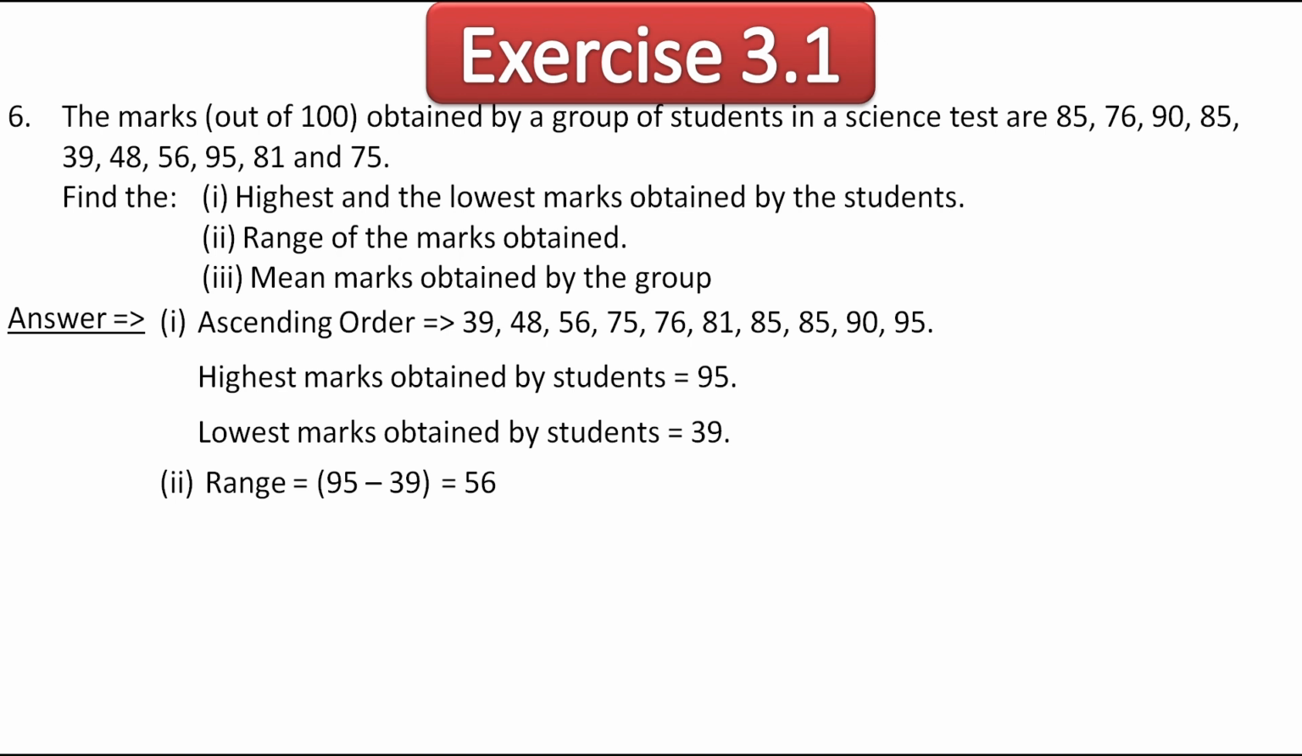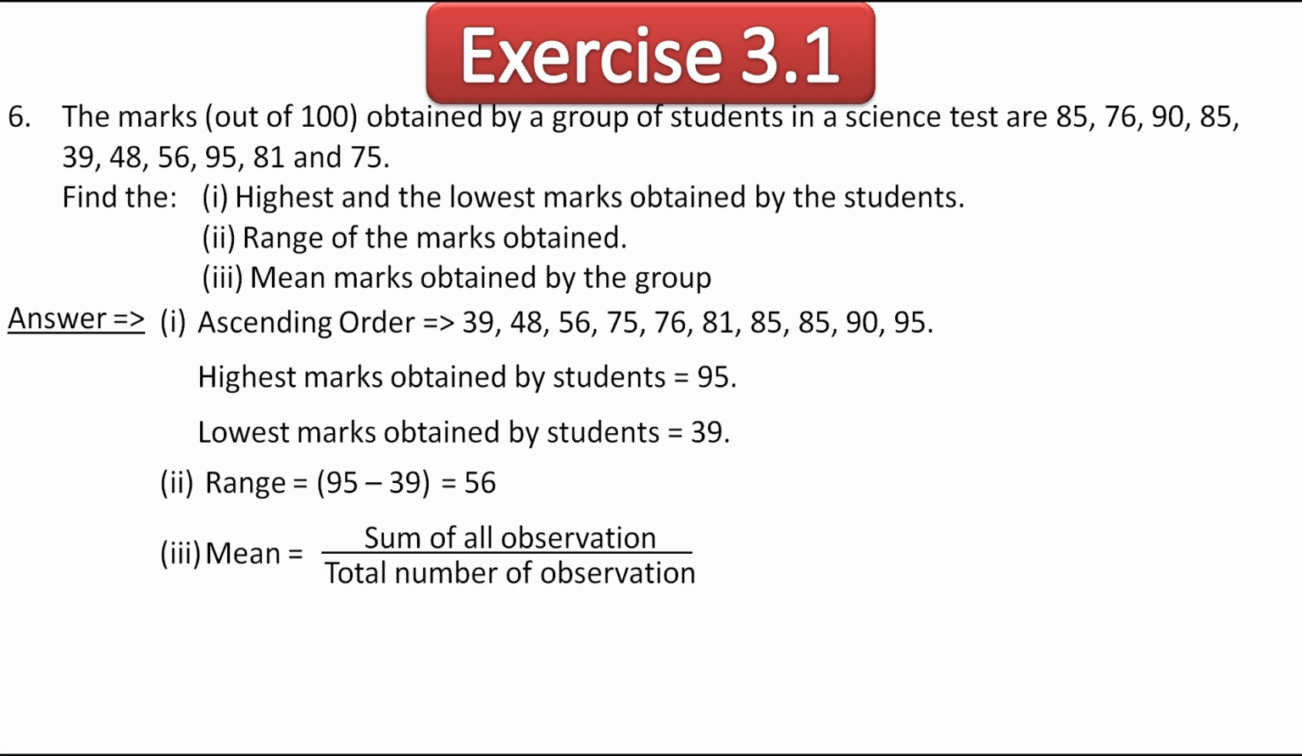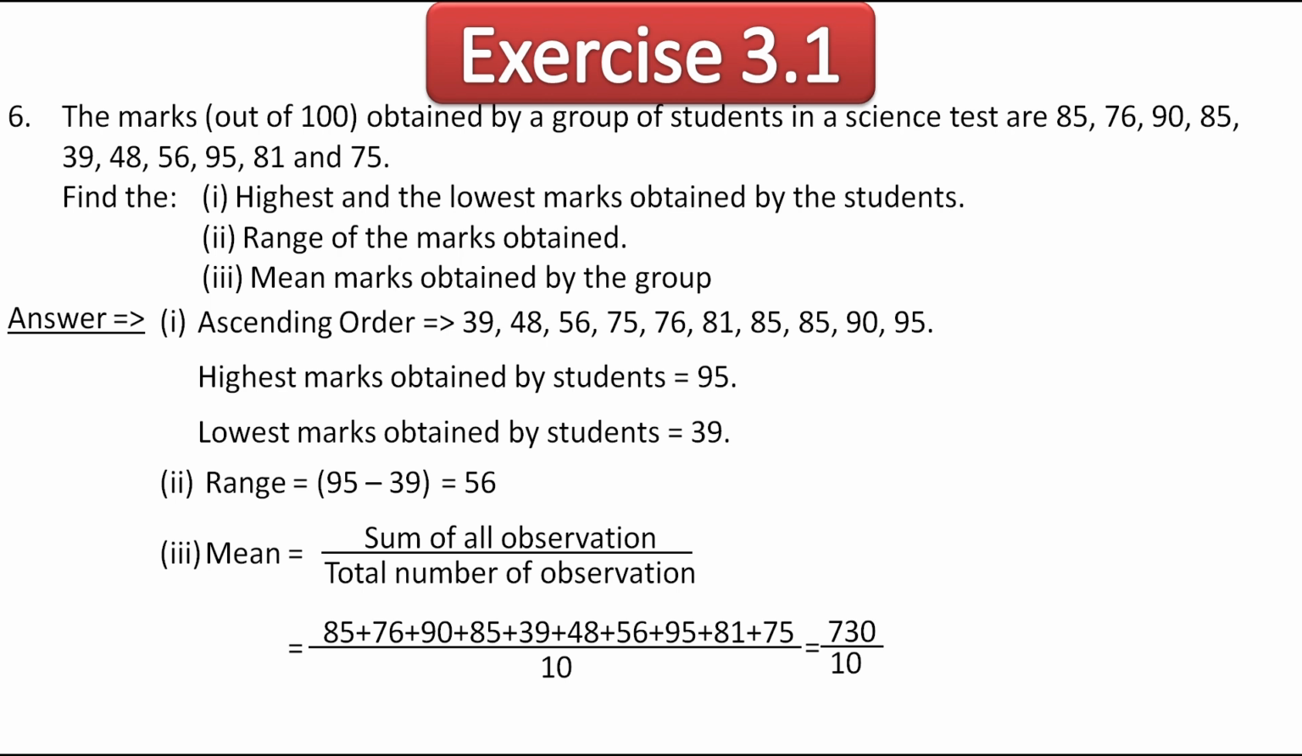Okay. Third question, we have to find the mean marks obtained by the group. So we know the formula for mean, that is the sum of all observations upon the total number of observations. Here the observations are these, and we have to divide them by 10 because there are 10 marks. So I got the addition as 730 upon 10, which is equal to 73 upon 1, which means the mean is 73.